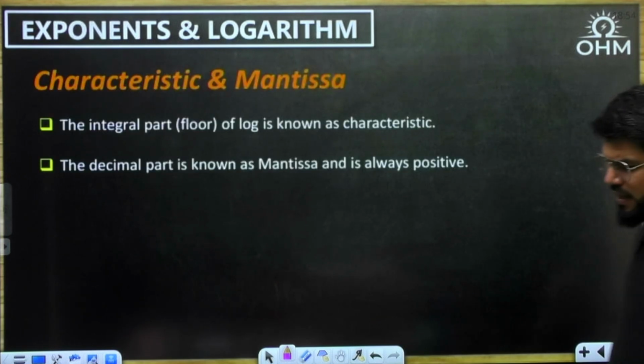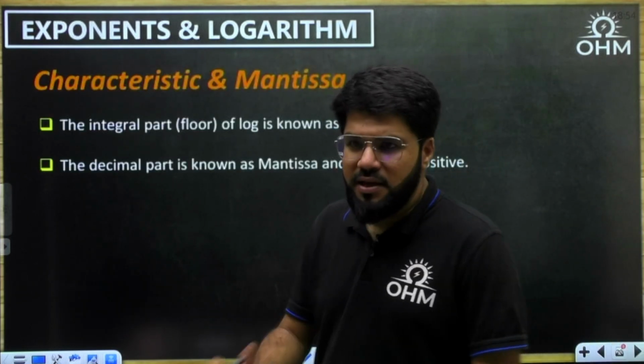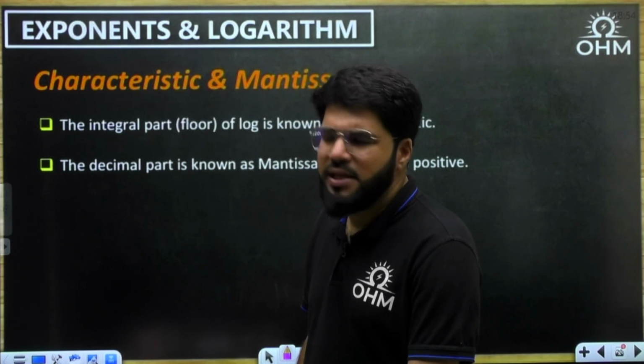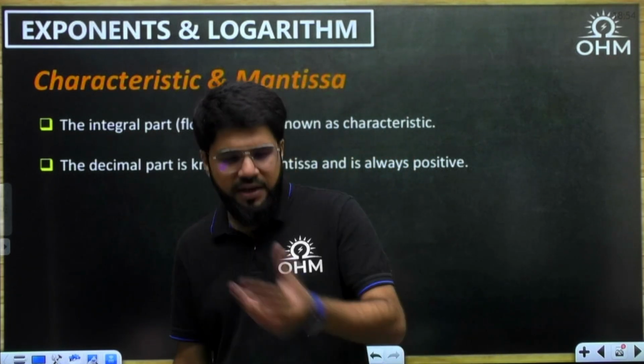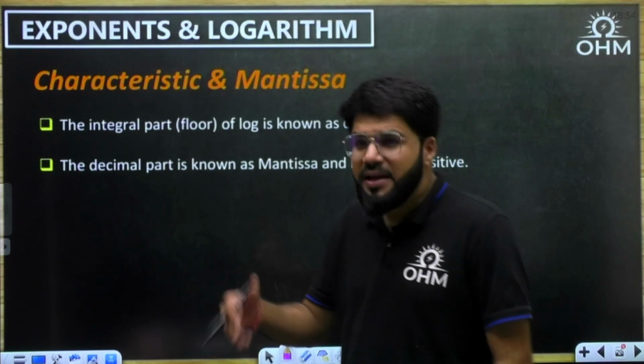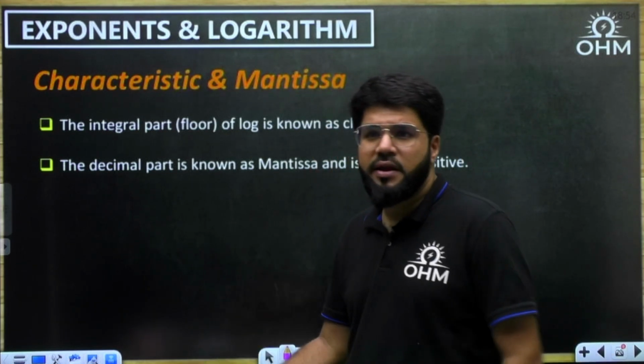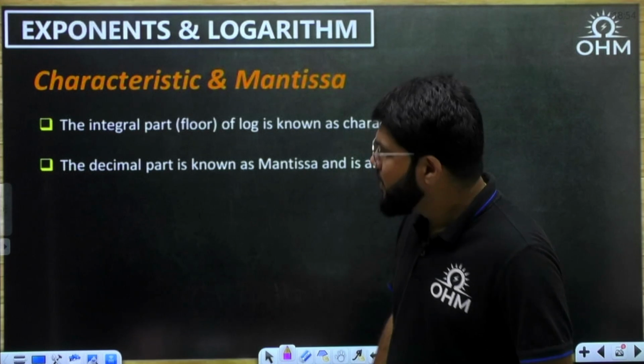Now, directly, characteristic and mantissa, they mostly won't ask. They're mostly not interested in finding the characteristic and mantissa of a log. But indirectly, what type of tricky questions can be expected? I shall take that here.